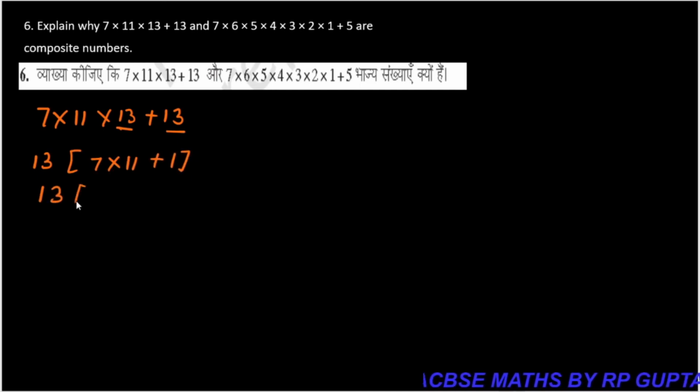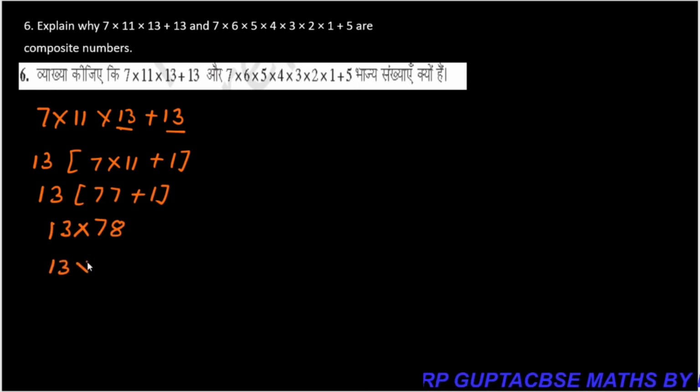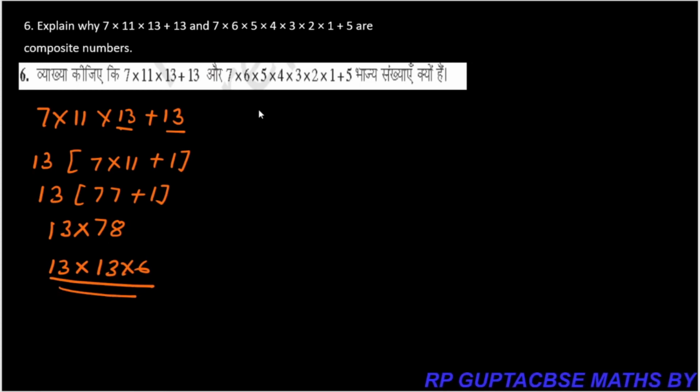So this is a 13. 11 7s are 77, plus 1 is 78. 13 into 78. And the factors of 78, what are the factors of 78? The factors of 78 are 13 into 6. So see, all these numbers are prime numbers. You know that for composite numbers, all its factors will be prime. So you can see all the factors are prime numbers. So it is a composite number. This is the reason why it is a composite number.